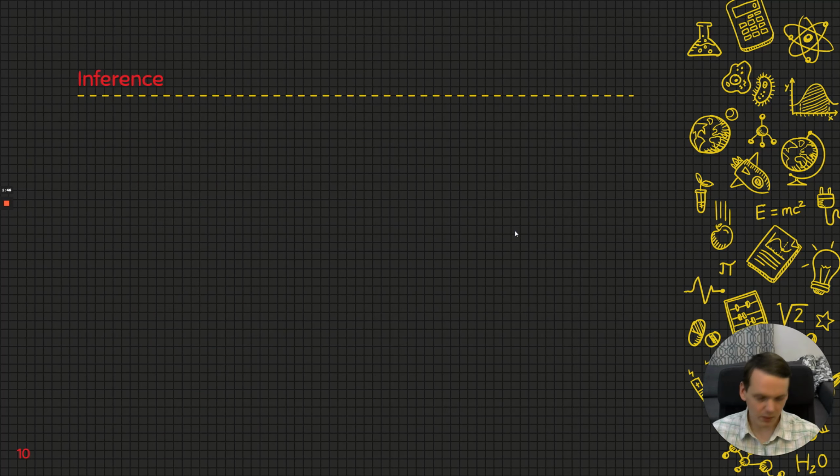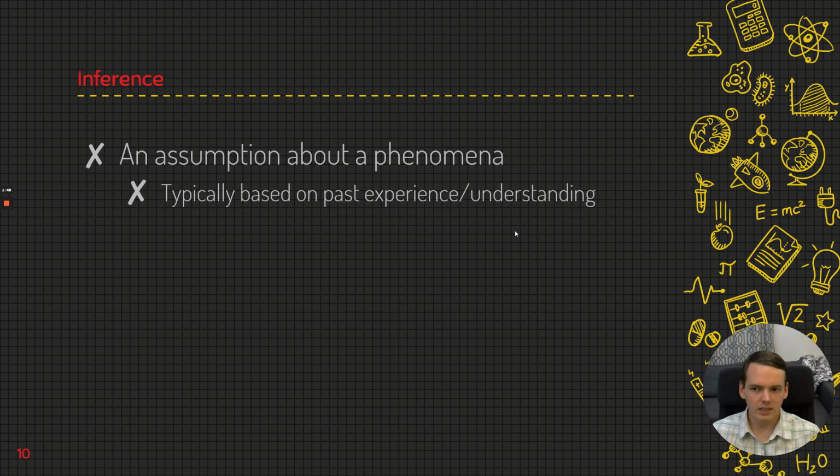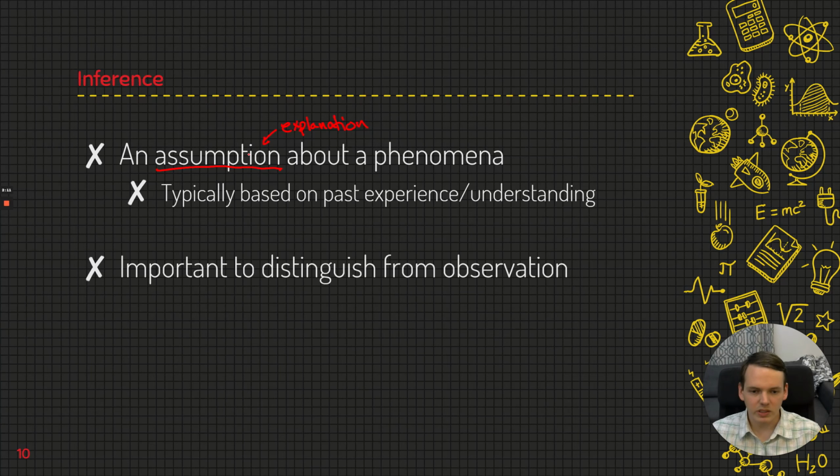The second thing that we're going to talk about with data collection is inferences. Inferences are an assumption about a phenomenon, so that's basically an explanation. These are typically based on past experience or understanding, but it is important to distinguish these from observations. They're not the same thing. Here is an example of something that you might think is an observation, but is actually an inference.